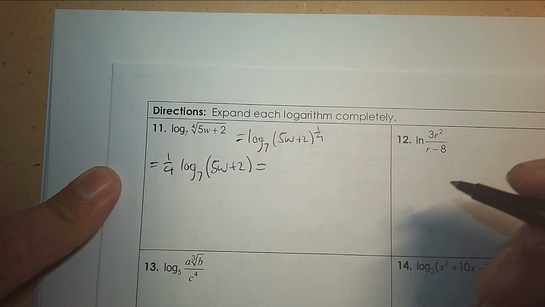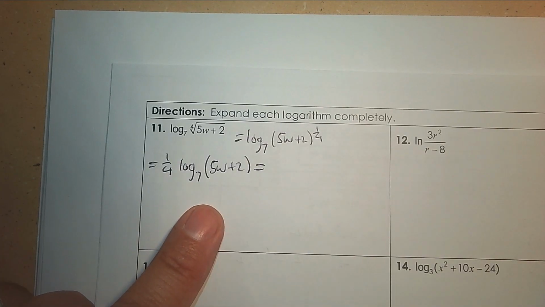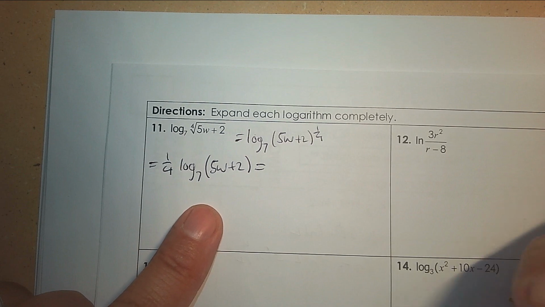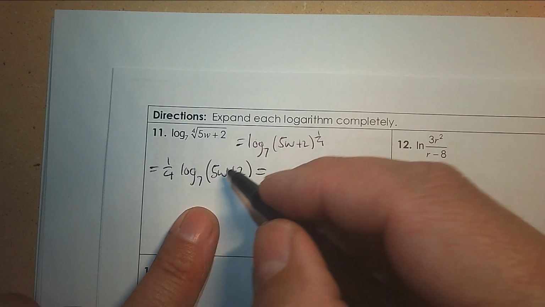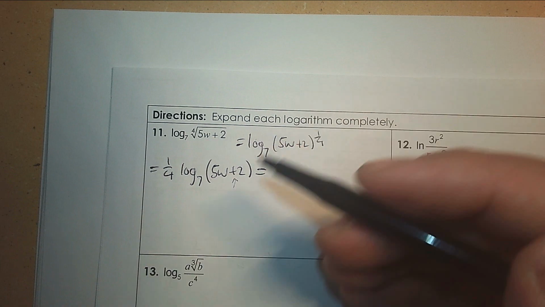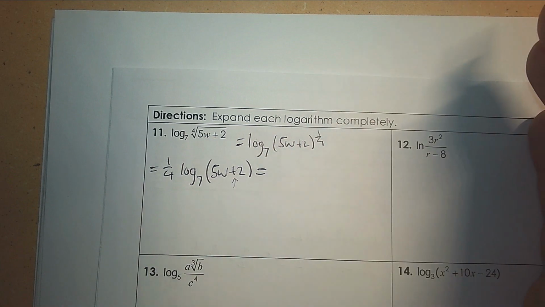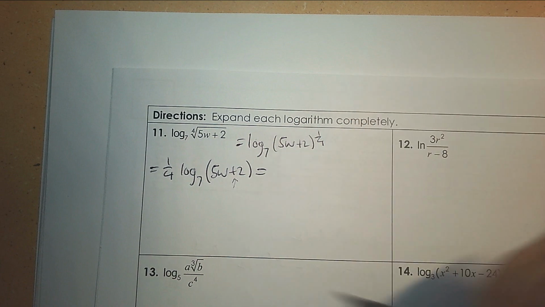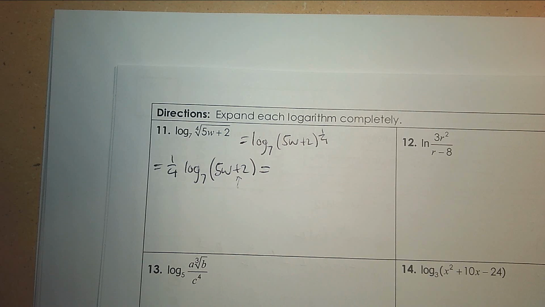Then everything that's multiplying, I can then separate. So the challenge here, though, is we have 5w plus 2. So remember, in this direction, adding and subtracting, I have to let it go. There's no property to expand that. If it was multiplying, I could do it. So adding or subtracting, I can't expand it, and I let it go.